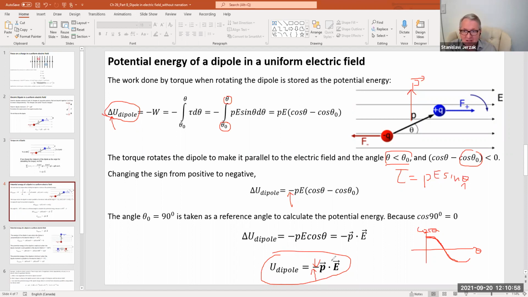So I hope I did answer your question. The short answer was that the torque is trying to reduce the angle to align the dipole with the electric field. Okay, thank you. It's just that it kind of appeared out of nowhere. Yeah, I know, it appeared a little bit. I added it because of this.